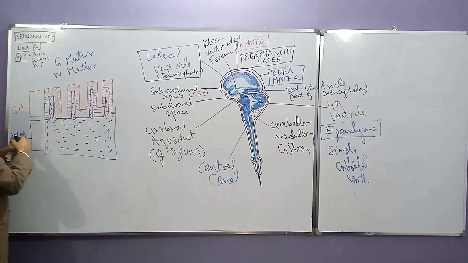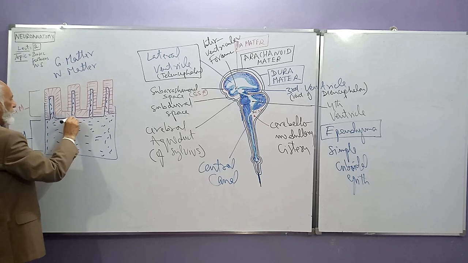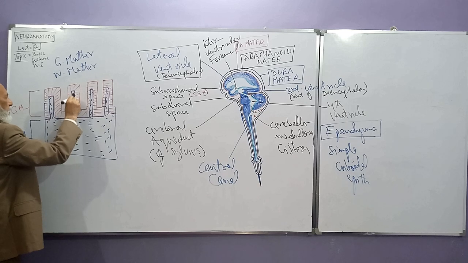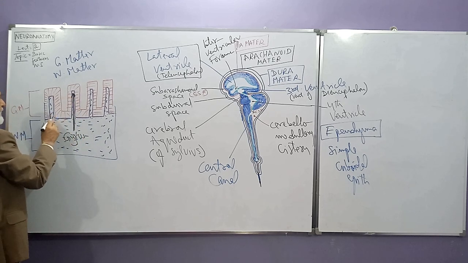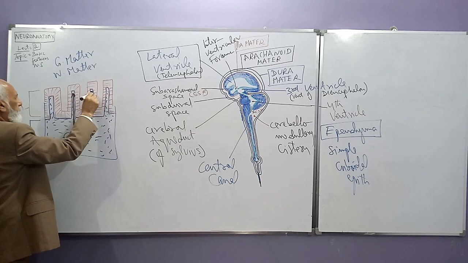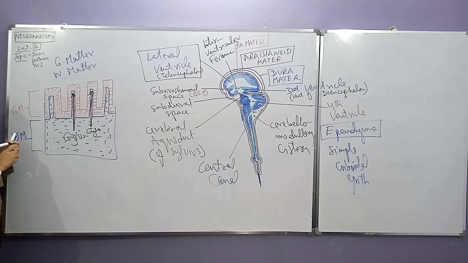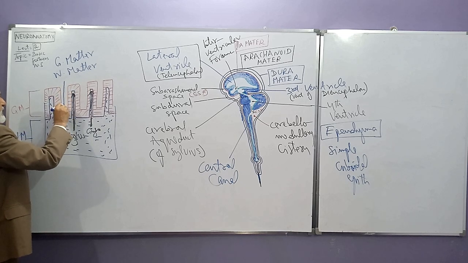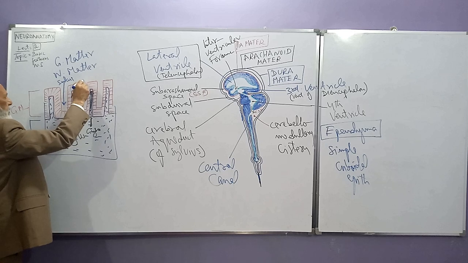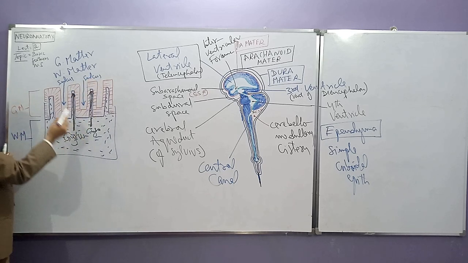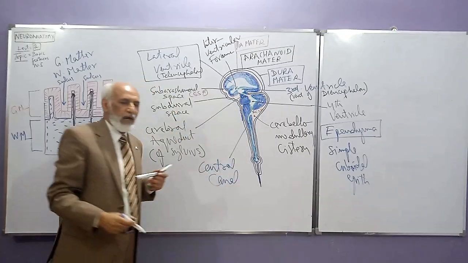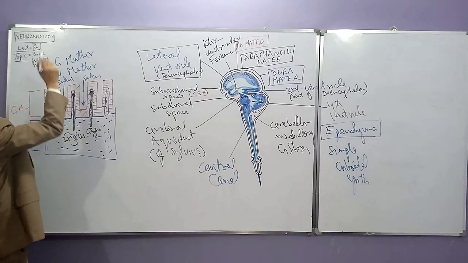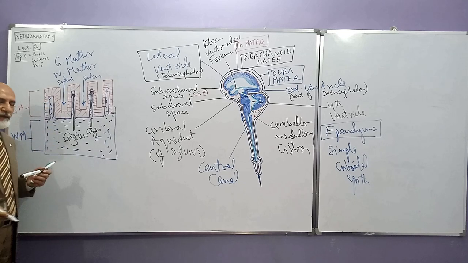So can you see, this is the surface of the cerebrum. It is not even. There are elevations raised. So this is a gyrus. This is another gyrus. They are separated by furrows, sulci. This is a sulcus. This is another sulcus. You can see these sulci separate these gyri from each other. So the surfaces of the cerebrum and also the cerebellum are not smooth. There are elevations known as gyri, and furrows which separate these gyri are known as sulci.